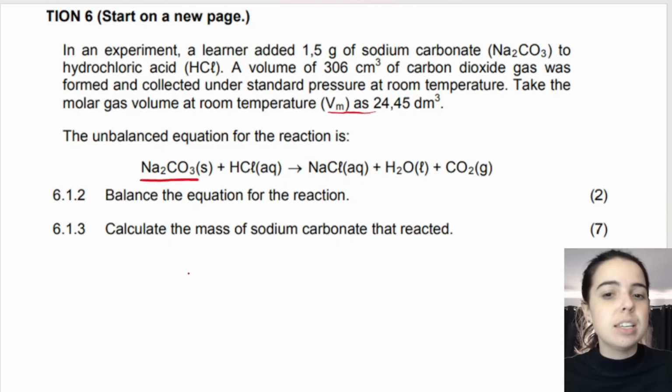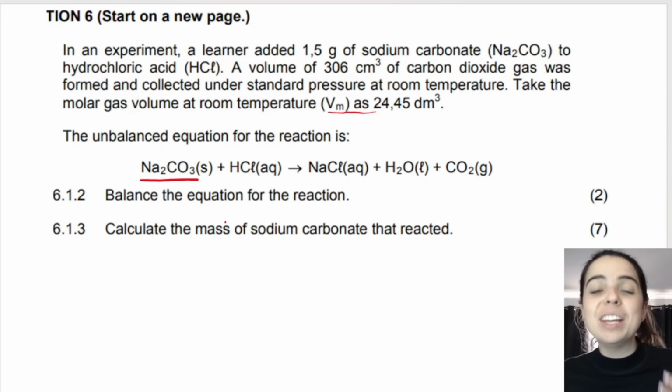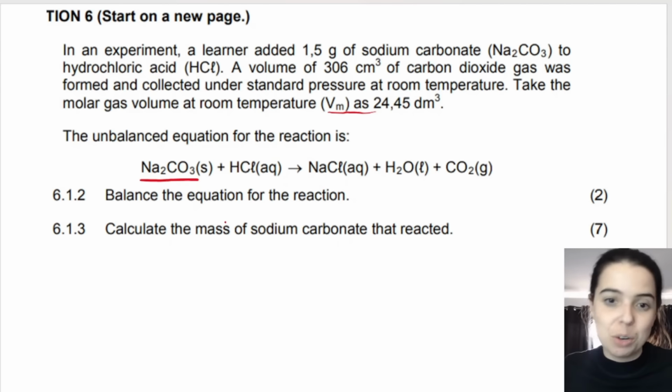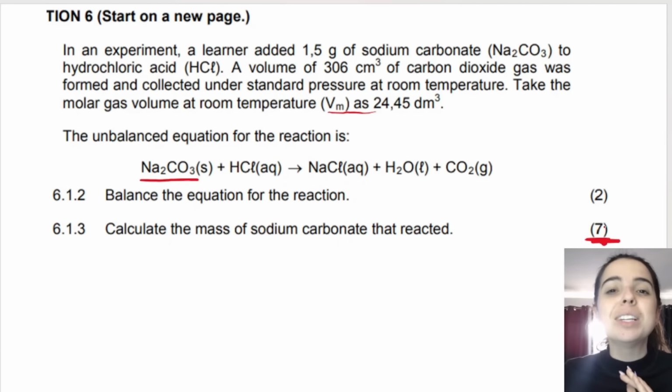First, they want us to balance the equation, which is an absolute basic standard thing that we always have to do when we do stoichiometry. So even if they didn't ask us to balance the equation, we know that before we do any stoichiometric calculations, so you see the 7 mark one over here, before we can even attempt that, we need to balance the equation. So we'll do that in a second, but I just want to show you the question.